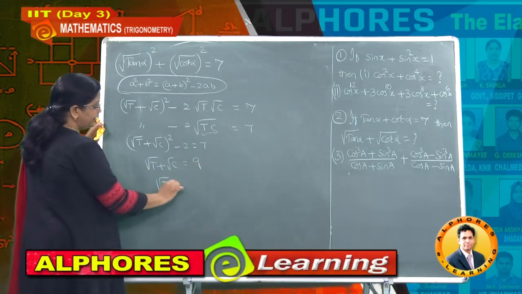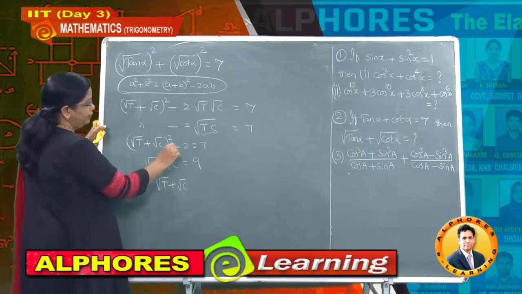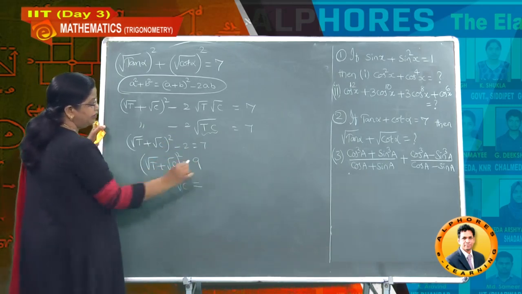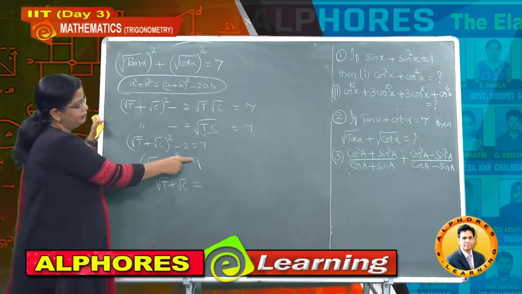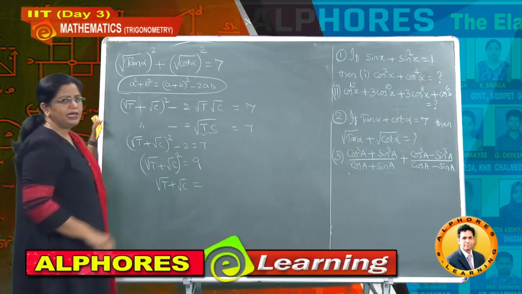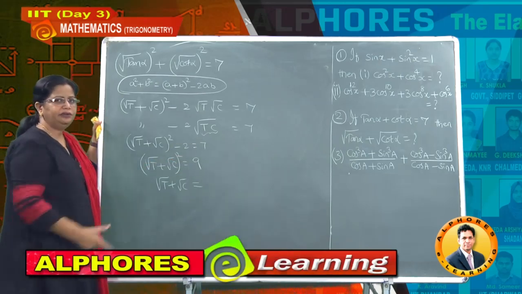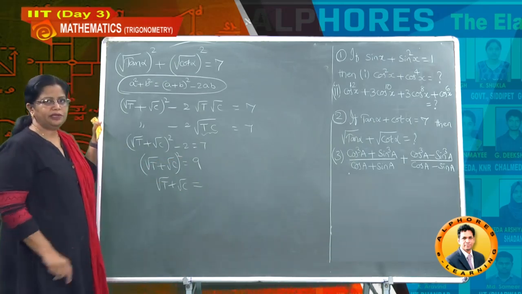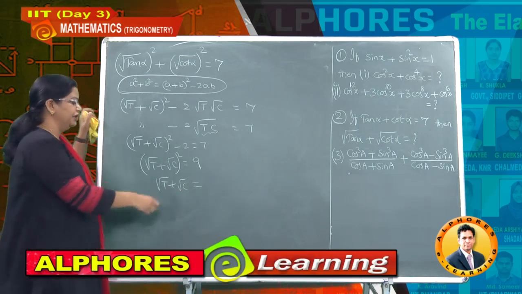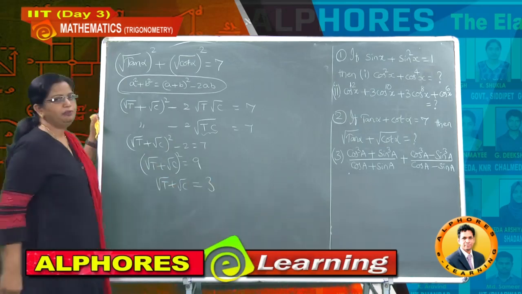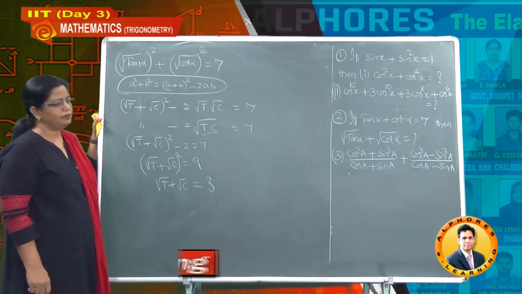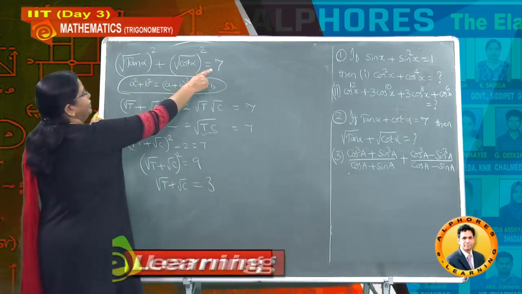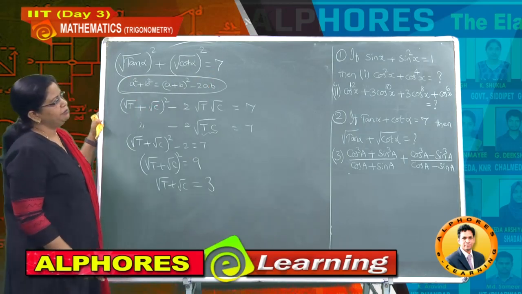Thereby, root tan plus root cot equals what value? Here we have a whole square. Now I am removing the whole square. You may have a doubt: can I write plus or minus 3, or is it only 3? Here it is a square root, therefore the outcome must always be positive, and hence the answer must be positive. Thereby it is 3 itself.